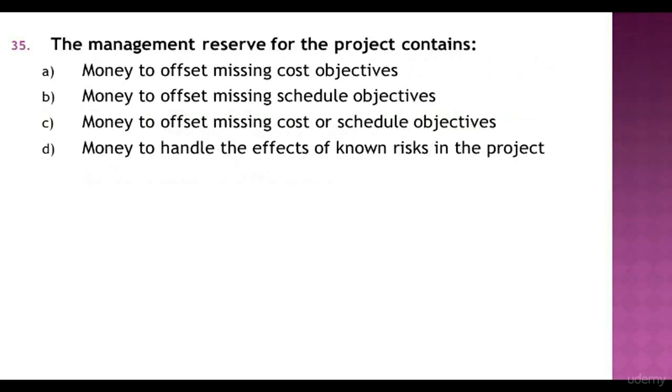Question 35. The management reserve for the project contains money to offset missing cost objectives, money to offset missing schedule objectives, money to offset missing cost or schedule objectives, money to handle the effects of known risks in the project. Answer C is a correct choice. Money to offset missing cost or schedule objectives.